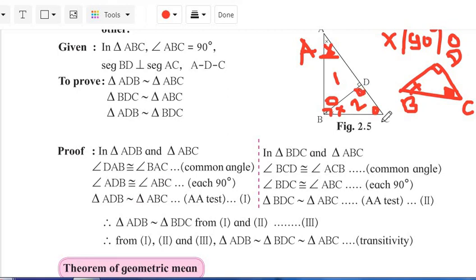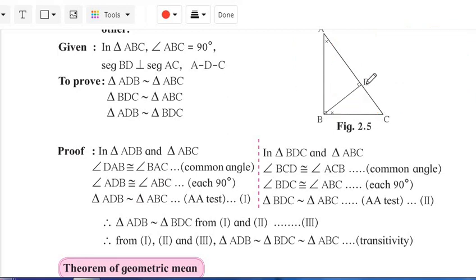Now see here this smaller lower triangle, I call it the smaller triangle DCB. Angle C is there. In the bigger triangle ABC, angle C is there, and therefore this angle C is a common angle in both triangles. So we write angle BCD congruent to angle ACB or BCA, that is the common angle, and therefore these two triangles are similar by which test? AA test of similarity.